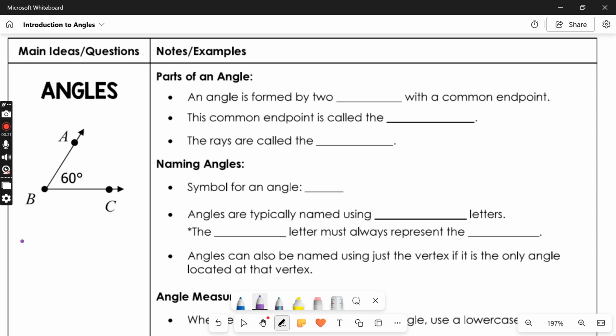The parts of an angle are formed by two rays with a common endpoint. So if you remember, a ray has an endpoint and then extends indefinitely in one direction. This common endpoint is called the vertex. So if I'm looking over here, our common endpoint is B. The rays are called sides.